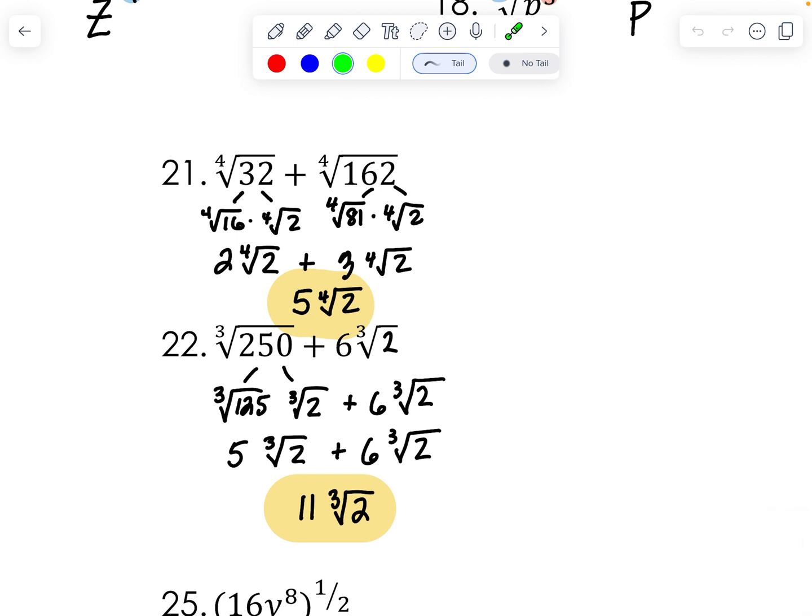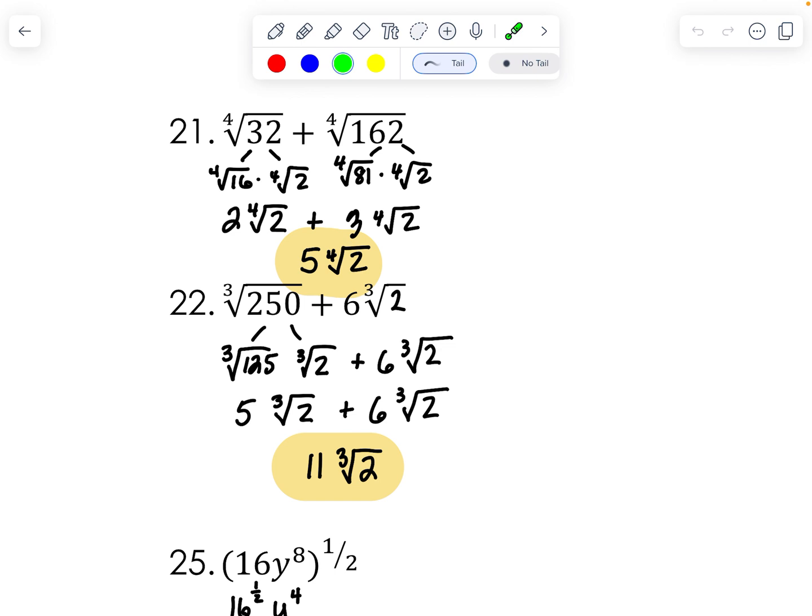To be able to actually add these two things together, the numbers under the roots have to be the same, otherwise they won't be like terms. So you find a perfect fourth factor of 32, which is 16, and of 162, which is 81. The fourth root of 16 is 2. The fourth root of 81 is 3. But these, we don't know the fourth root of 2, so they stay fourth root of 2. And now you have 2 plus 3 is 5. And so you have 5 fourth root of 2. Just like when you add like 2x plus 3x, you get 5x. Same thing happens here. This just stays the same, kind of like a variable would.